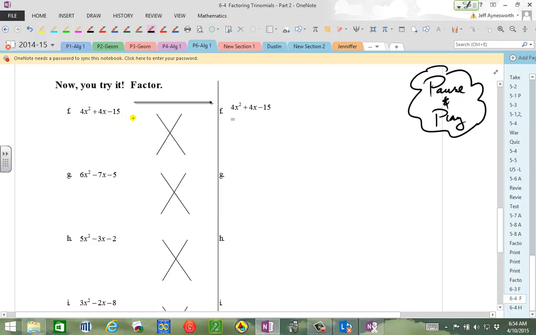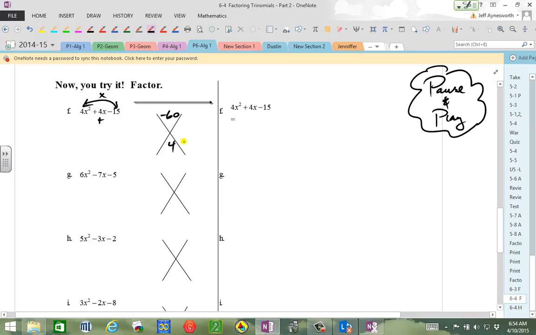What two numbers multiply to this right here and add to 4? Pause the video. Okay, we're back now. 4 times negative 15 is negative 60. So what two numbers multiply to negative 60 and add to 4? Hmm.